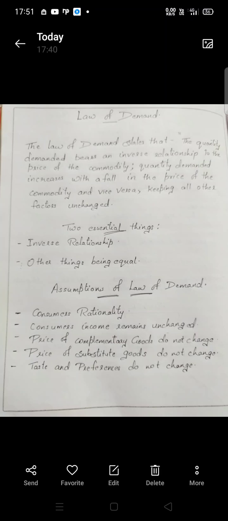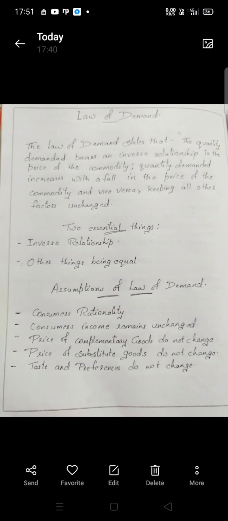Till now we discussed that if price increases, quantity demanded decreases, isn't it? And if price decreases, quantity demanded increases. That is an inverse relationship, right? Or else we can say negative relationship. And if both move in one direction, then it is a direct relationship.